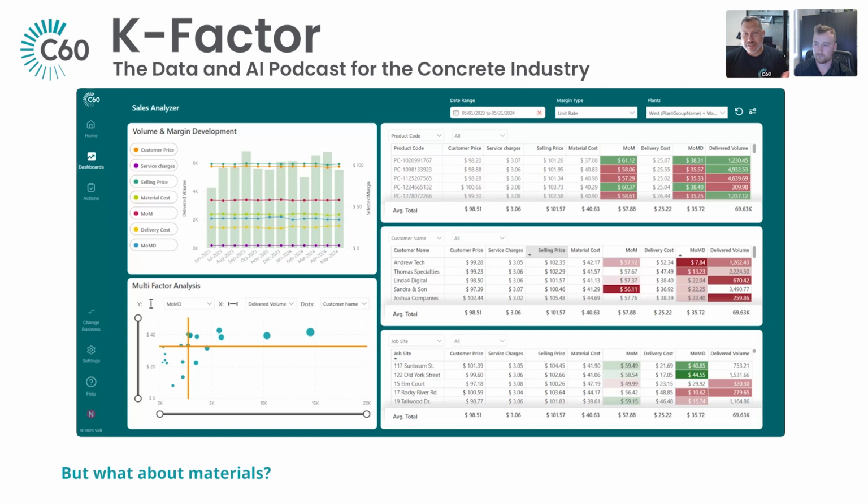But what about materials? How would this apply, for example, to batching? So if I want to understand how my performance is in terms of the use of my materials, how would you do that in C60 versus what you were doing in your past life?